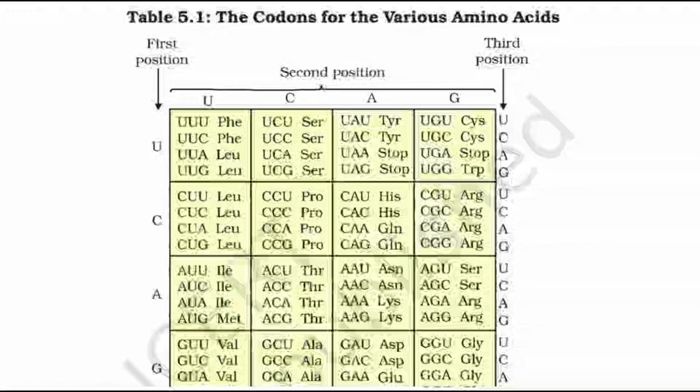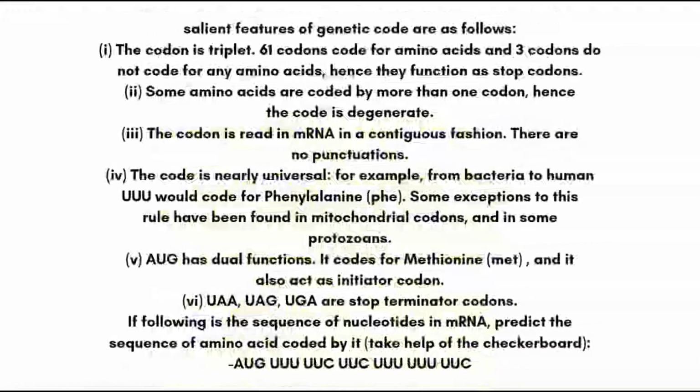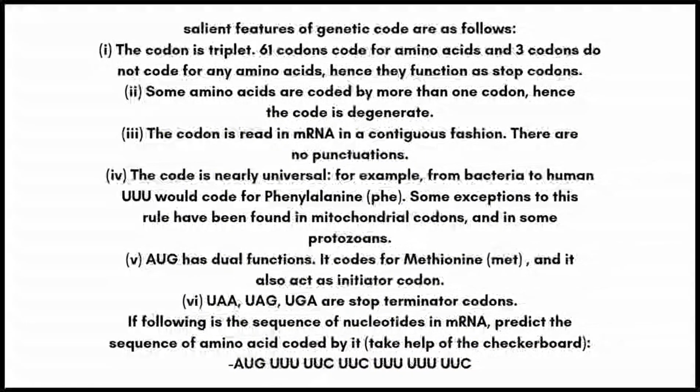Then the salient features of the genetic code are as follows. The code is a triplet. 61 codons code for amino acids and 3 codons do not code for any, hence they function as stop codons. Some amino acids are coded by more than one codon, hence the code is degenerate. The codon is read in mRNA in a continuous fashion and there are no punctuations.